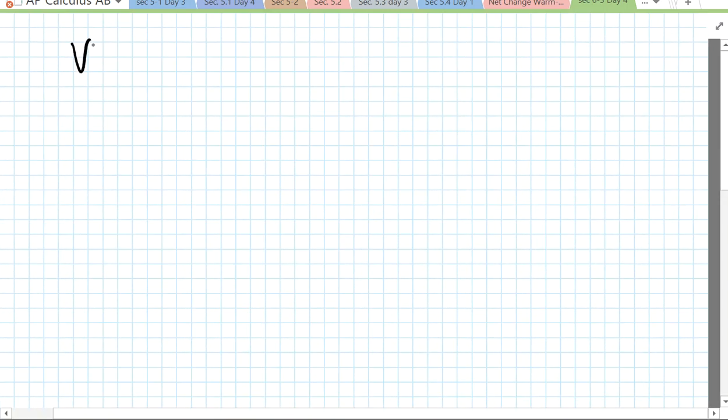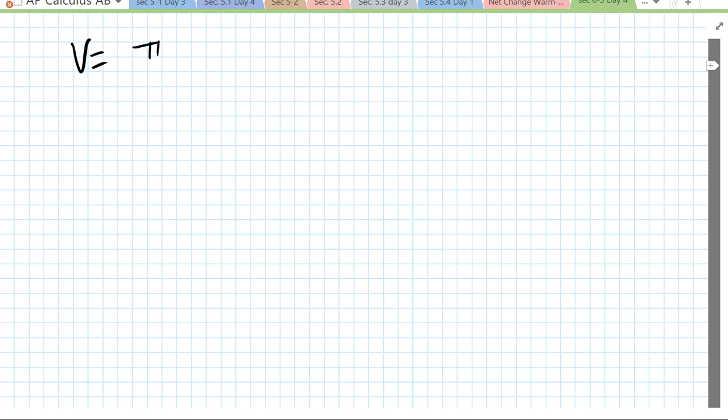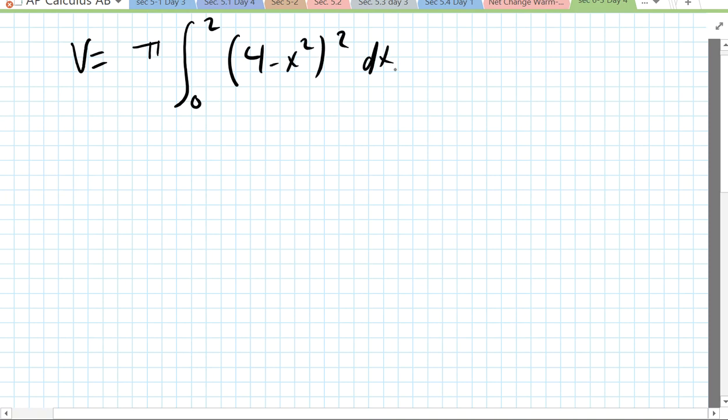Can we write the volume now? So volume equals pi. I didn't do my limits of integration. What are my limits of integration for this? 0 to 2, right? That was easy. 0 to 2 of my r, which was 4 minus x squared, dx. You can't do that with u sub. So you're just going to actually do algebra.